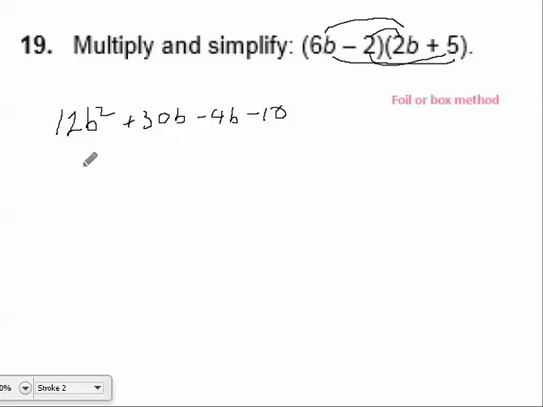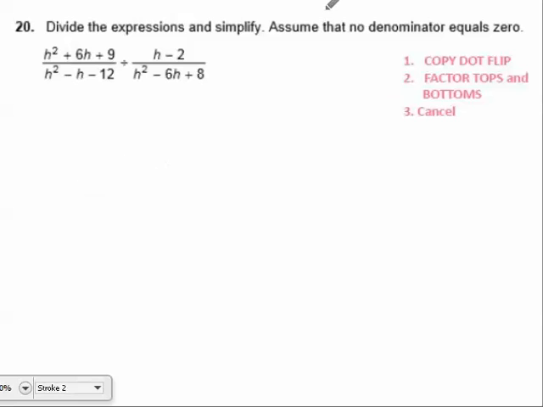We need to do some simplifying here. 12b squared plus 26b minus 10. That's what I would use as my answer.